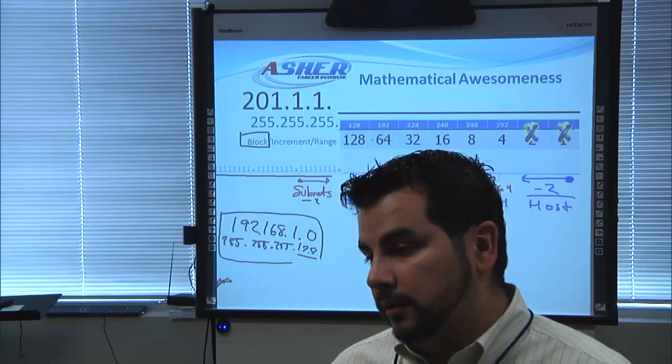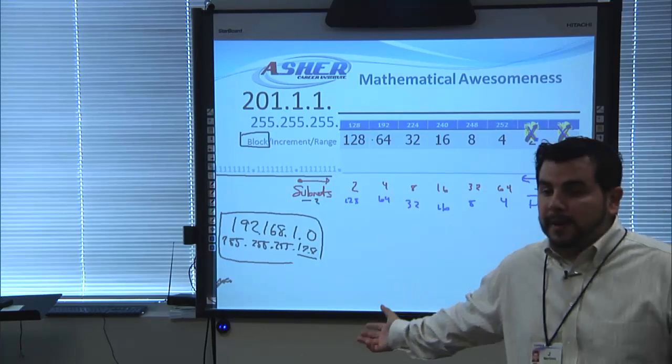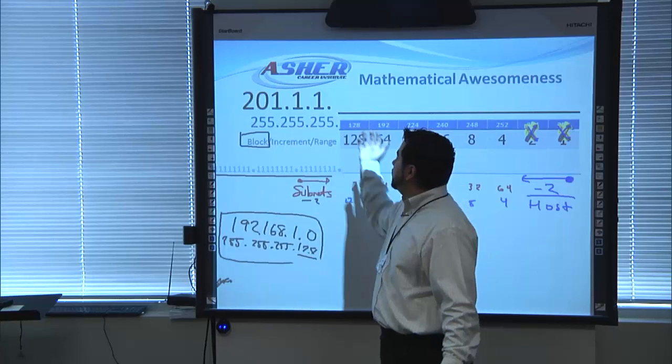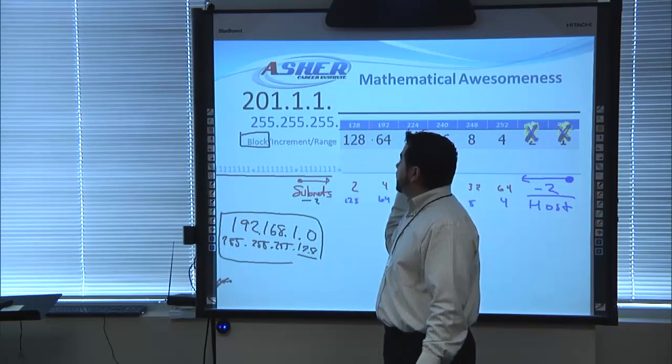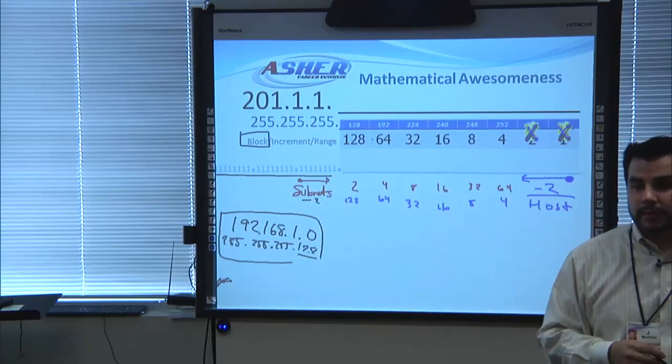Don't try to learn them all. That's why I go with this route, because with this one you don't need very much math. You just need to know one thing: the number of hosts, the number of subnets, the block, the increment, the CIDR, or the subnet mask. If you know any one of that information, you can figure out the rest with this.